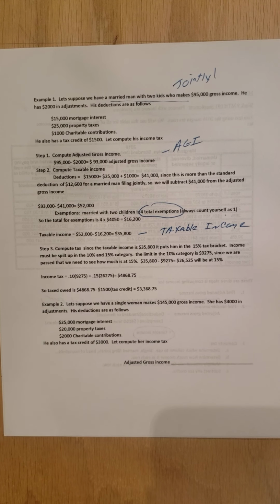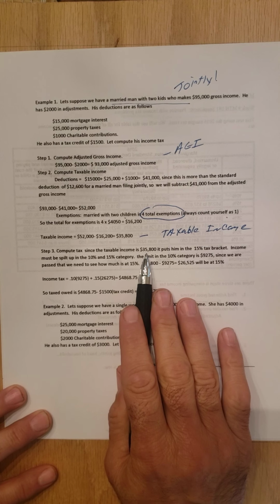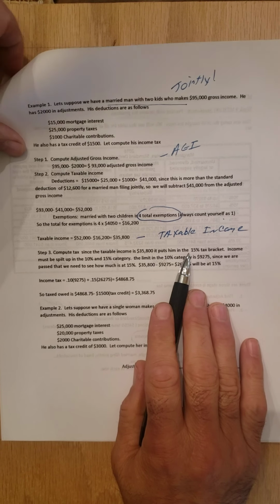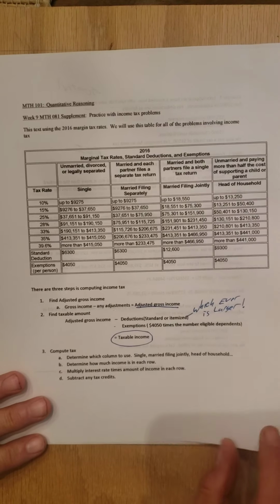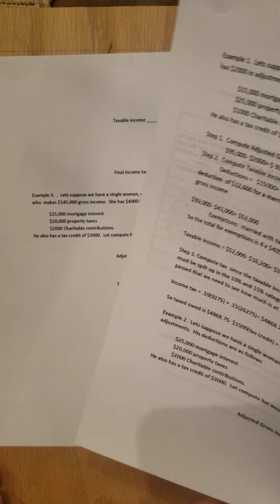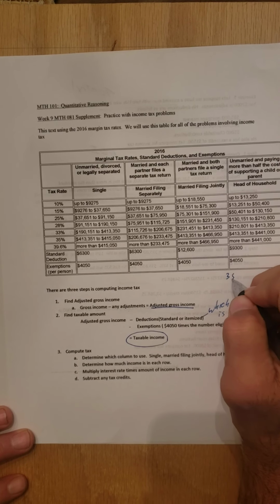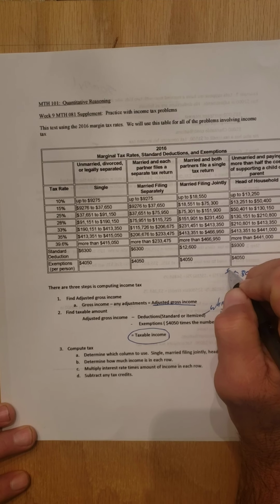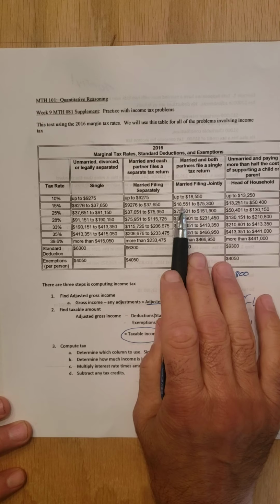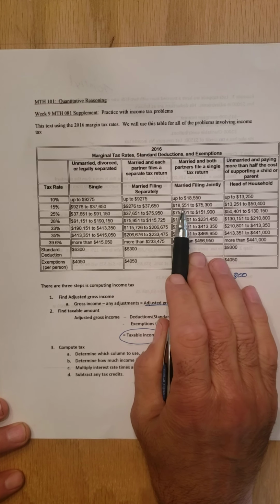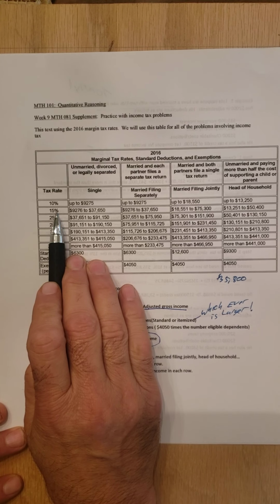Okay, and then we need to compute the income tax. So since the taxable income is 35,800, it puts him in the 15% tax bracket. So let me show you where that is. So again, 35,800 was his taxable income. So married filing jointly, 35,800 falls into this row. So he's in the 15% tax bracket.